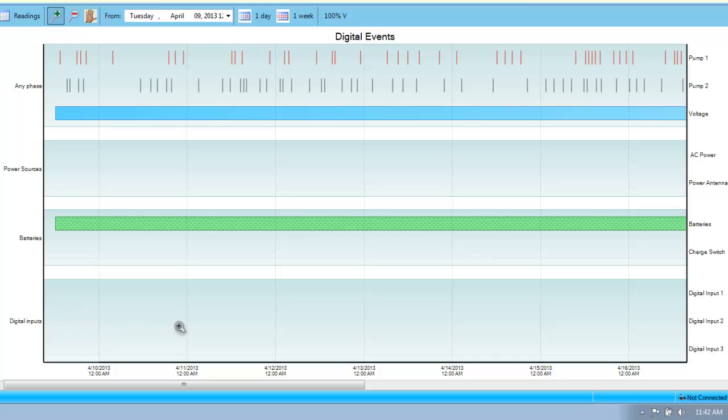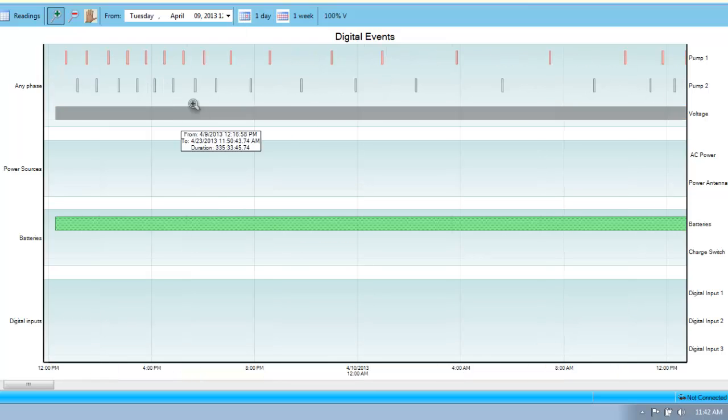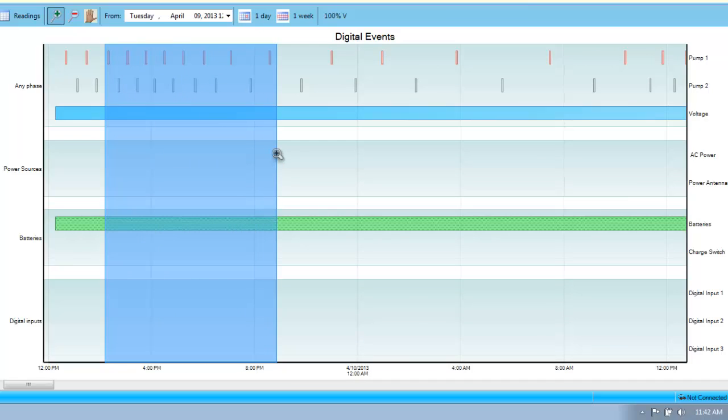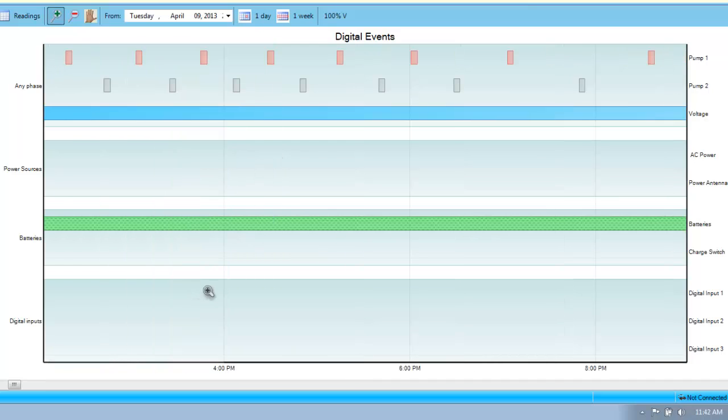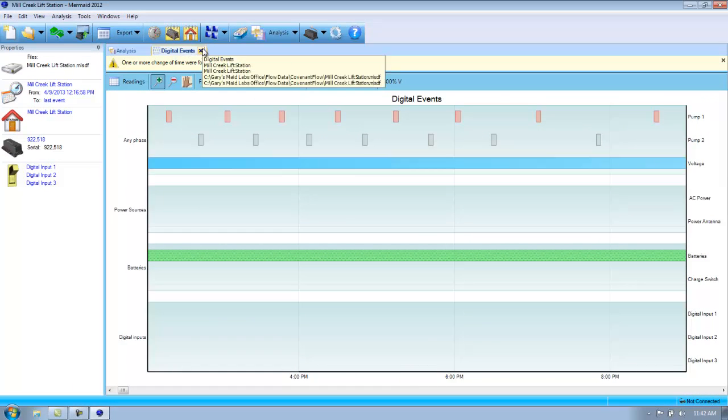If you're troubleshooting a control system, you can look at it and see how the events, you can actually drill in to a certain time slice and look at how the digital events, if you're recording different points in your control panel to troubleshoot a station. And that's what we typically use the digital events for.